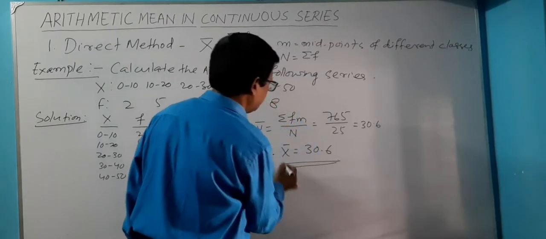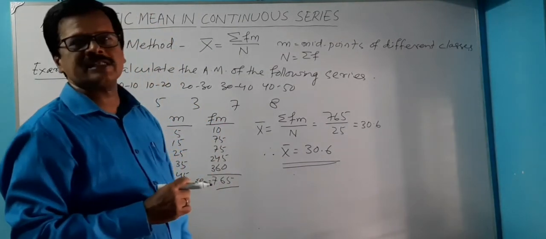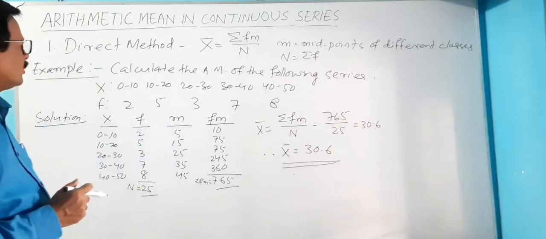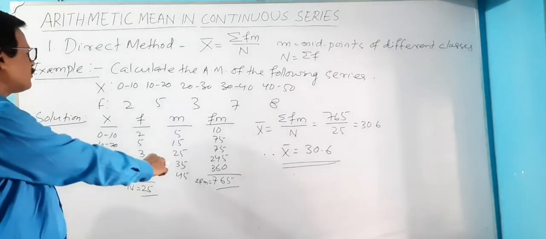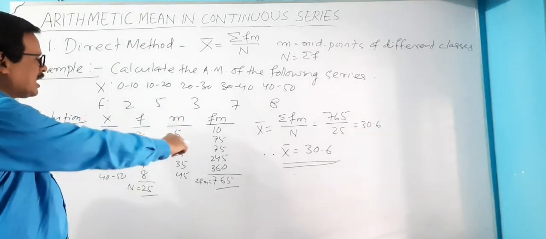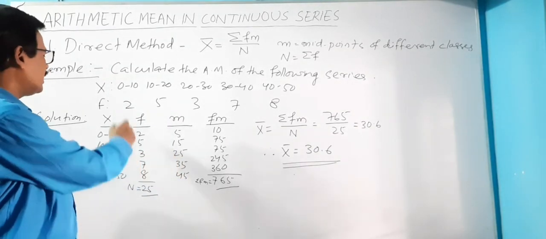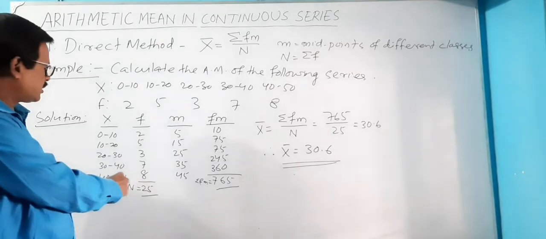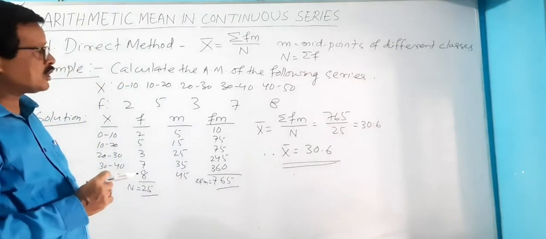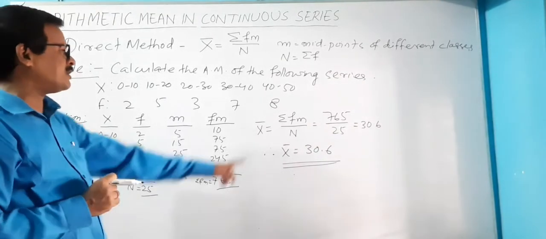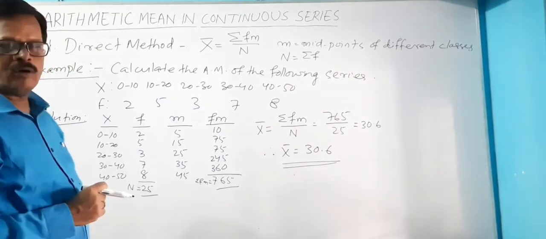This is the answer. This is how we have to calculate arithmetic mean in case of continuous series through direct method. Mark here, x values and f values are given, right? Find out the m points and calculate fm, add the fm values, it will come to summation fm, and add the f values, it will come to summation f or n. Now put the formula: x bar is equal to summation fm by n, that is equal to 765 by 25, that is equal to 30.6, and x bar is equal to 30.6. Okay, note it down.